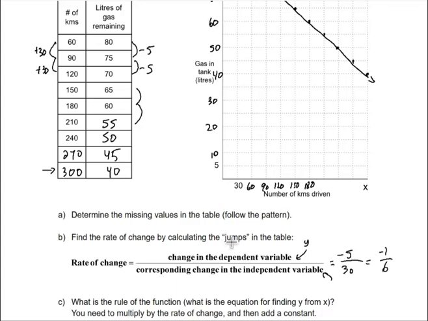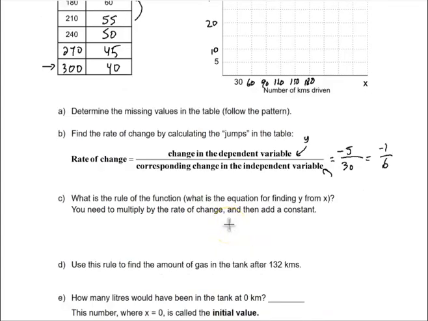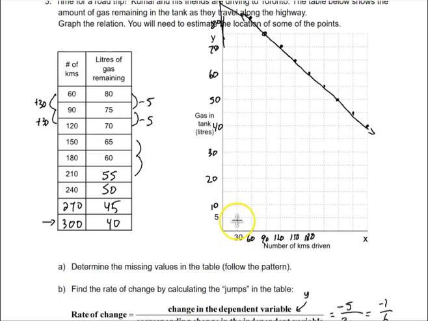And as you see, most of the time when we're working with equations, the rate of change is going to be a fraction anyways. So the rule of the function would be y equals -1/6 x plus whatever that y-intercept is. Now, how do you find that out?